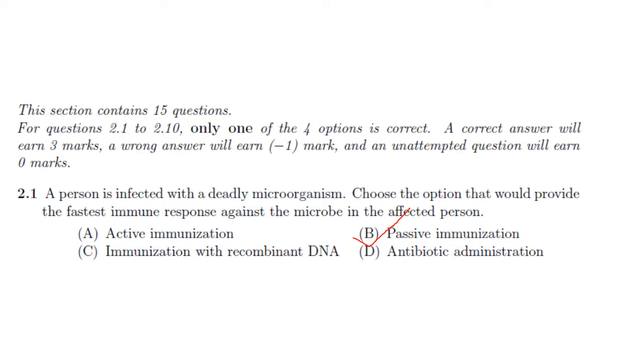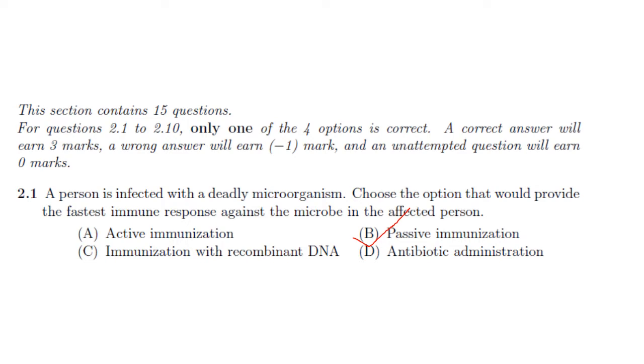A person is infected with a deadly microorganism. Choose the option that would provide the fastest immune response against the microbe in the affected person. Option A, active immunization. Option B, passive immunization. Option C, immunization with recombinant DNA. Option D, antibiotic administration. Now what is active immunization?